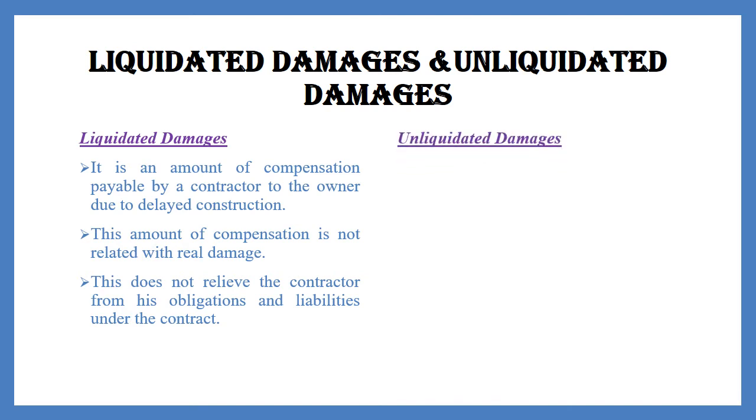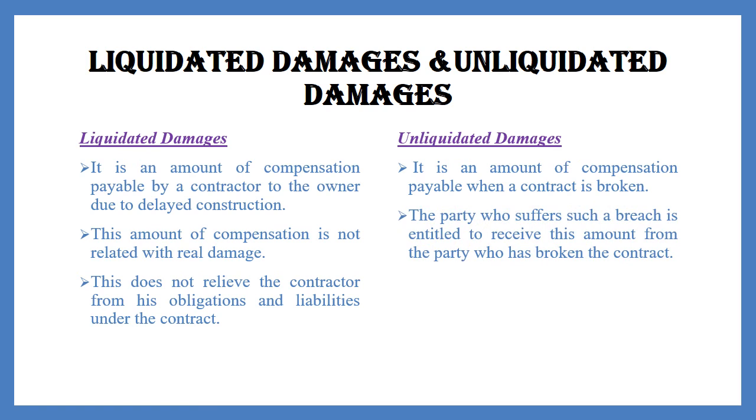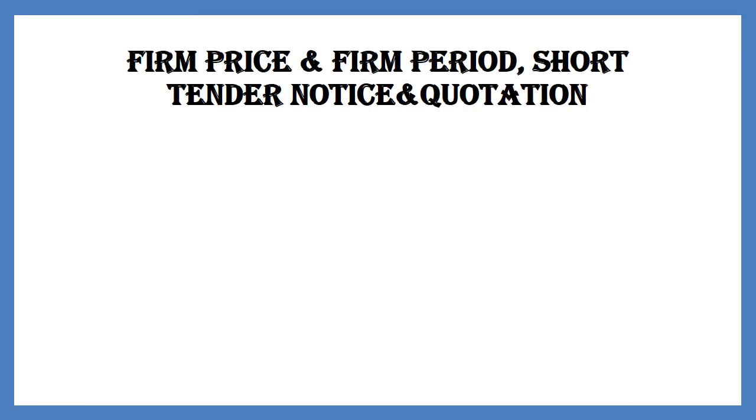Next is unliquidated damages. It is an amount of compensation payable when a contract is broken. The party who suffers such a breach is entitled to receive this amount from the party who has broken the contract. Now, firm price and firm period, short tender notice and quotation.